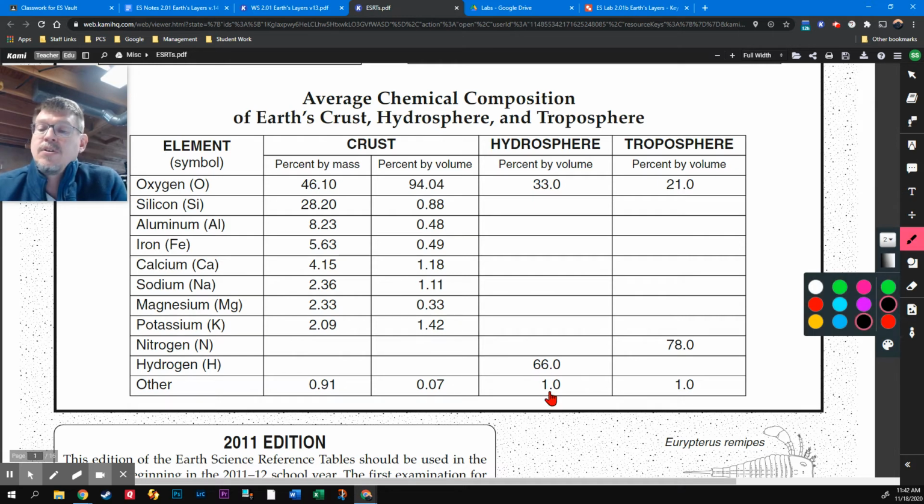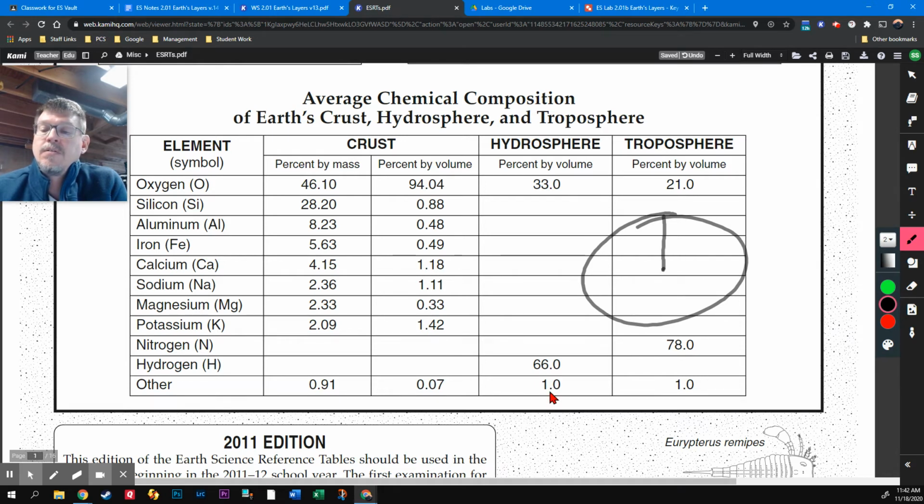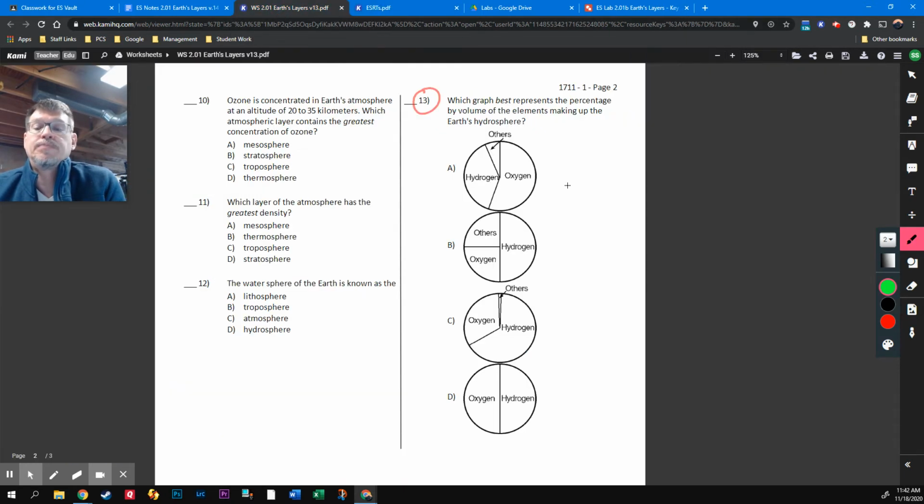So if you think about this in terms of a pie chart, 33% is about 1/3. So if I do something like this, that's about 33% right there. And then 66% would be the rest of it. And those add up to 99%. And then one little tiny bit, 1%, would be literally this tiny little slice. So we're looking for a pie graph that looks like that. So going back to my worksheet, what I'm looking for is option C.